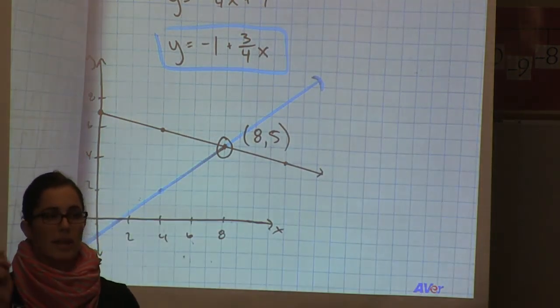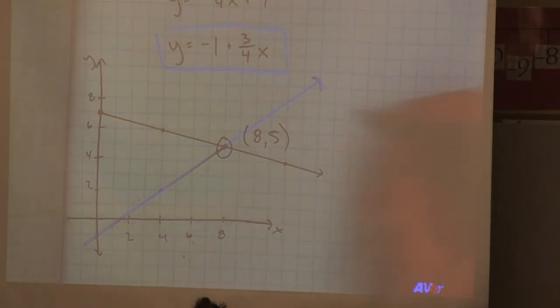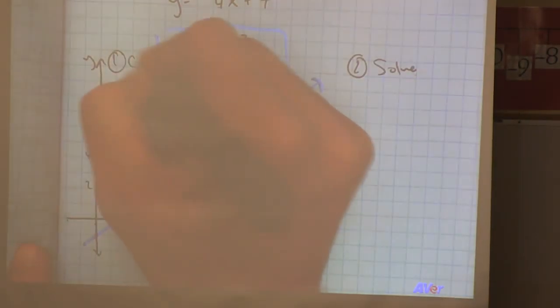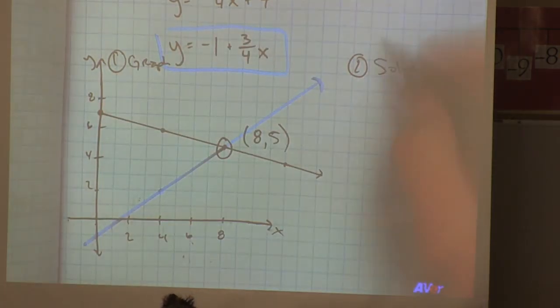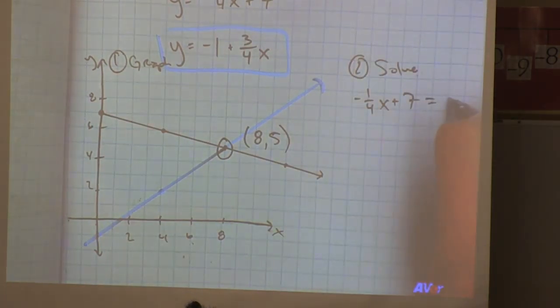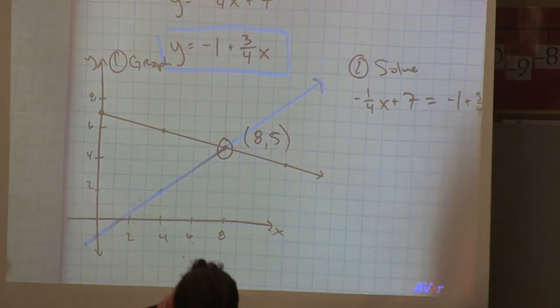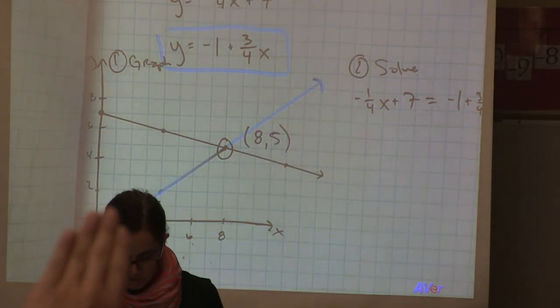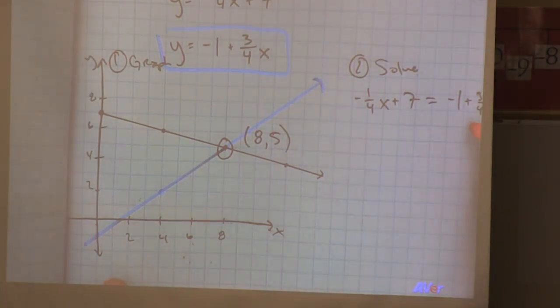Second way I could do it, like Abraham and Ansel were saying, is by solving. If I'm solving it, I would put negative 1/4 x plus 7 is equal to negative 1 plus 3/4 x. And I would proceed to solve the equation. Can I do first? Sure, what's first step? Okay, first step is add 1 to both sides.